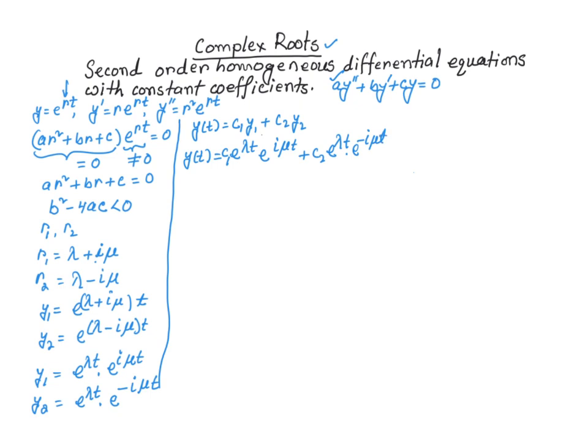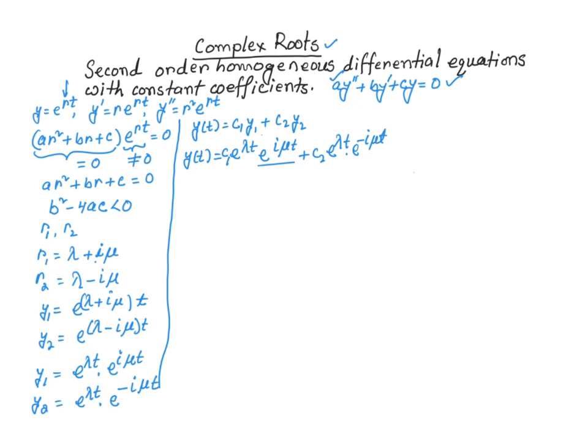Now at this point we want to look at this e to the power i mu t or e to the power negative i mu t. What does it mean? It's a complex number. We started off with a differential equation that has real constant coefficients, but we landed with complex or imaginary numbers. Now, how do we go about this? Can we get real solutions? To do that, let me do something on the side.